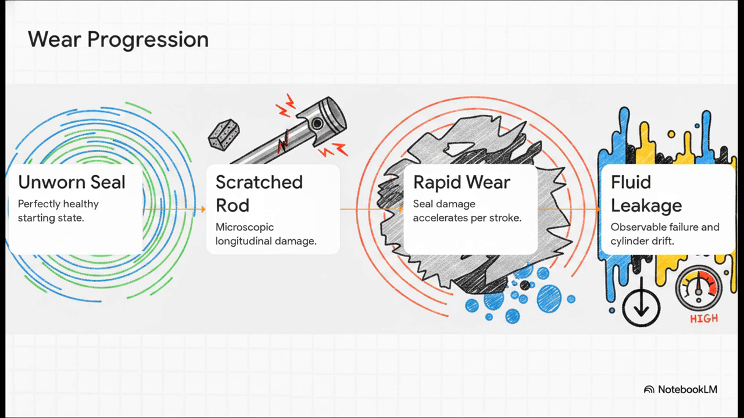Through run-to-failure tests on dedicated hydraulic test rigs, researchers have actually mapped out this physical degradation timeline. It goes from a perfectly unworn seal to a piston rod that gets a tiny, tiny longitudinal scratch from hard debris. Now, that single scratch acts like a cheese grater. It accelerates the seal wear with every single stroke until it finally leads to detectable fluid leakage. The whole objective of modern diagnostics is to catch this at step 2 or 3, well before we ever hit step 4.